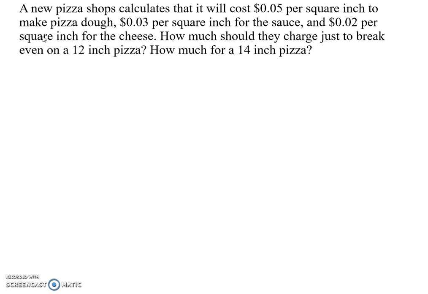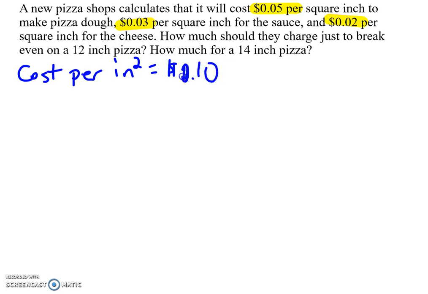So let's highlight. So we know that we have 5 cents for the dough, 3 cents for the sauce, 2 cents for the cheese. So I know that my cost per square inch is equal to 10 cents. Now, how do I get 10 cents? Well, if I add those 3 values together, that's 10 cents for the total cost per square inch.